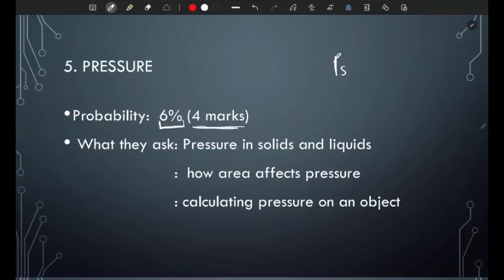So in solids, pressure is force over area, and pressure in liquids is density times gravity times height. You should know these two formulas. They're very important. And you should also know how area affects pressure. Since they're inversely proportional, as area increases, the pressure decreases. You should be able to manipulate this relationship and answer some questions.